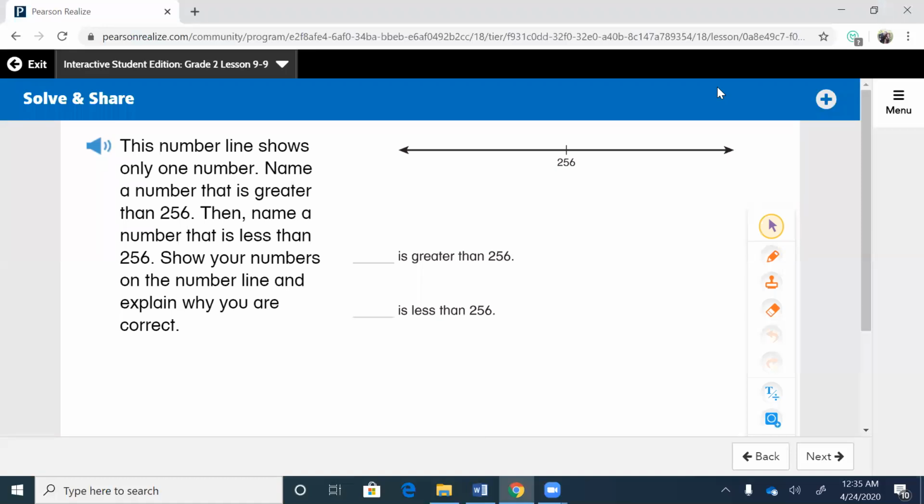All right, so we see a number line with one number in the middle. This number line shows only one number. Name a number that is greater than 256. Then name a number that is less than 256. Show your numbers on the number line and explain why you are correct. All right, here we go.